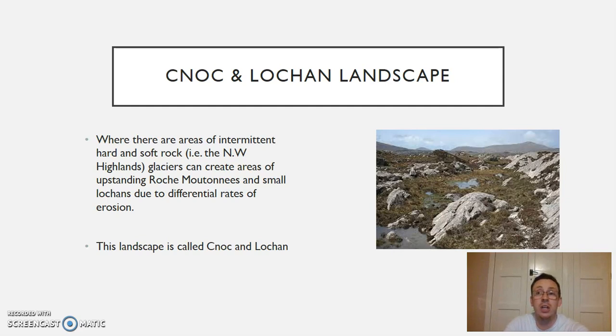If we move on, we've got knock and lochan landscapes, which, in addition to being really fun to say, are areas where you've got intermittent amounts of hard and soft rock, particularly up in the Northwest Highlands. You've got lots of areas interspersed with Lewisian gneiss, which is very hard. That remains as little roches moutonnées, and then all of the rock around them gets eroded down, and then they fill with water, creating very small lochans. This image is not brilliant at demonstrating it, but it does not a bad job. All of these raised areas of rock are our knocks, and the more depressed areas where we can see little pools of water are our lochans.